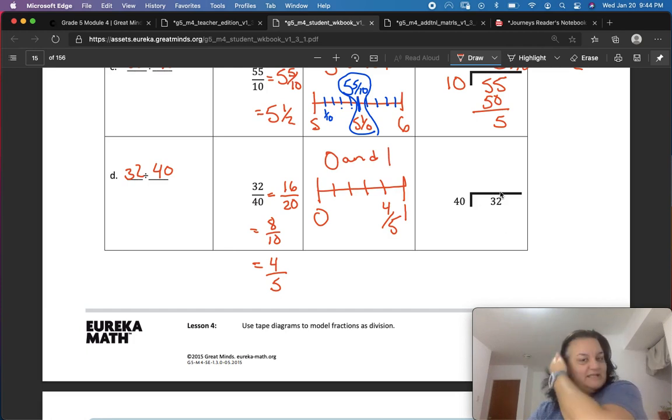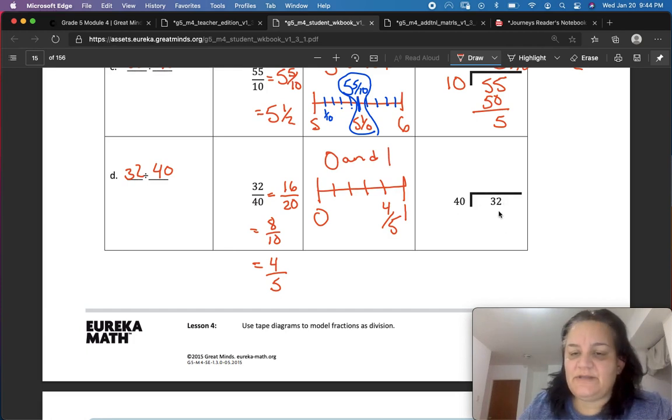So let's try this here. Does 40 go into 32? No, it goes in 0 times. 0 times 40 is 0. Subtract, I have 32, which will give me 32/40, which equivalent fraction would be 4/5.